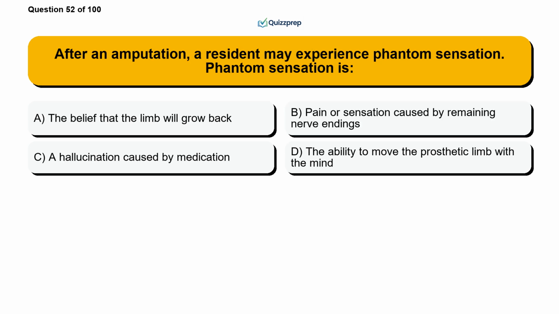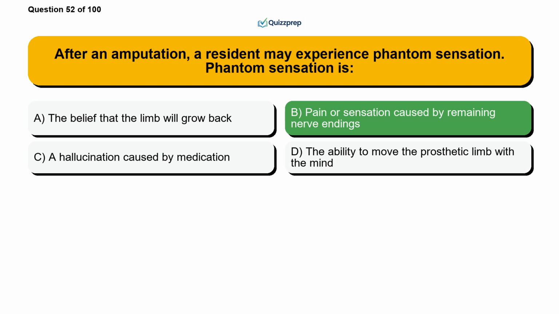Question 52. After an amputation, a resident may experience phantom sensation. Phantom sensation is: Option A, the belief that the limb will grow back. Option B, pain or sensation caused by remaining nerve endings. Option C, a hallucination caused by medication. Option D, the ability to move the prosthetic limb with the mind. The correct answer is option B, pain or sensation caused by remaining nerve endings.